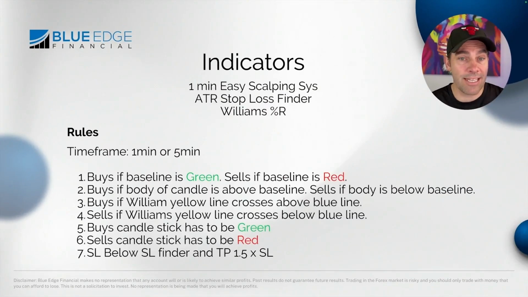So let's first look at the indicators we're going to be using, and then I'll briefly go over the rules that we are going to be following as well. So 3 indicators: the 1-minute easy scalping system, the ATR stop loss finder, and the Williams percent indicator.